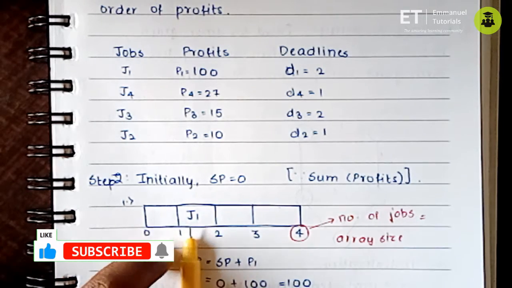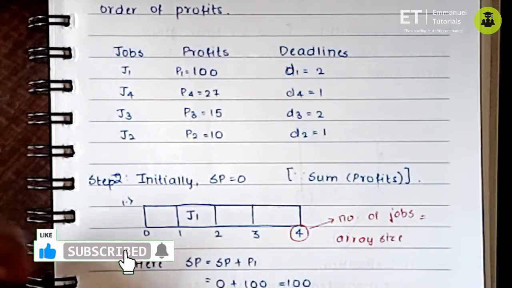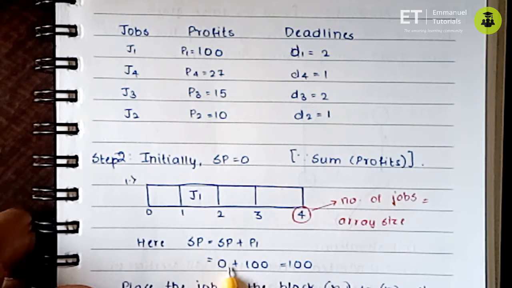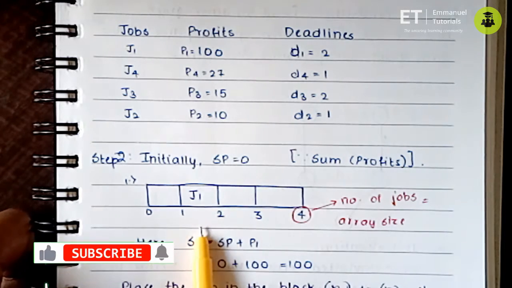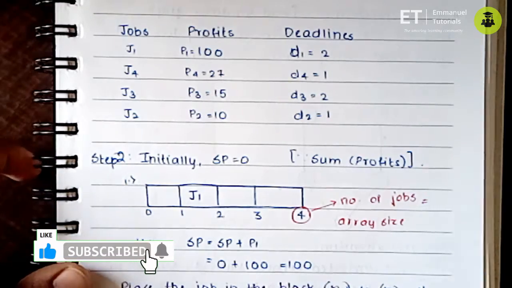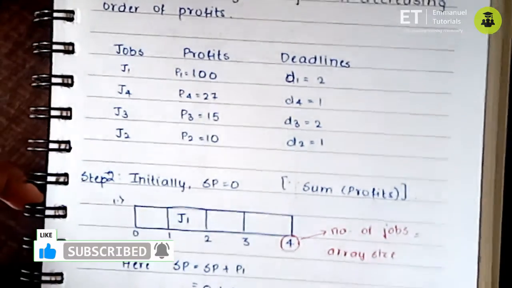Now after this, we have completed job J1, and the profit accordingly we'll have to increase. So the current profit is 0 and the profit for job J1 is 100. So the total comes to be 100. Now we can start with the next job.